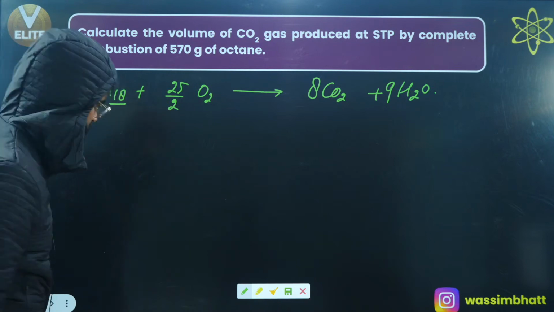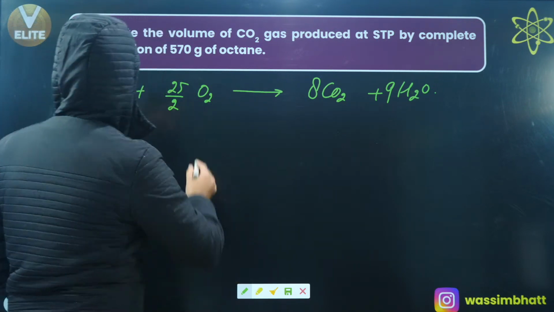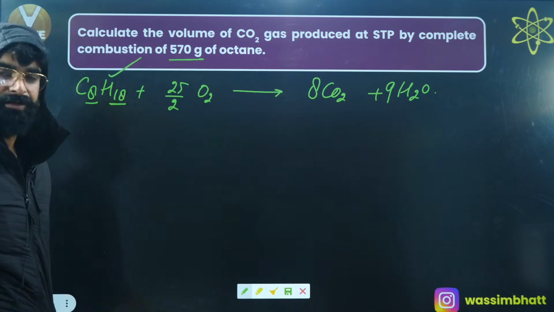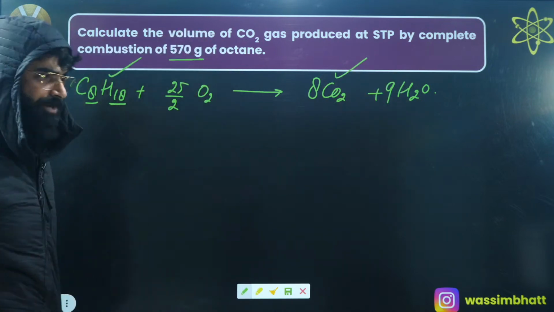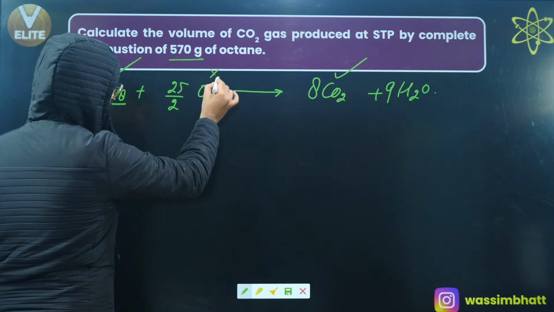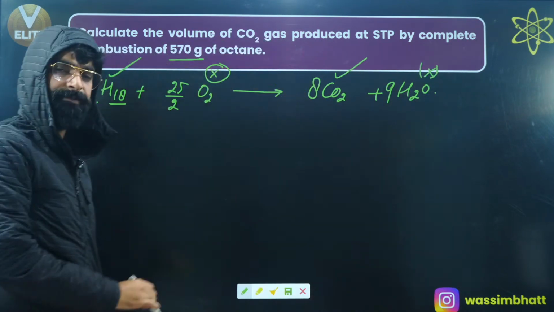Point number 1. Point number 2. We are given with what? We are given with the mass of octane. We are supposed to calculate the volume of carbon dioxide. We are given with mass of octane and we are supposed to calculate volume of carbon dioxide, right? That means I've got nothing to do with this oxygen. I've got nothing to do with this water, right?